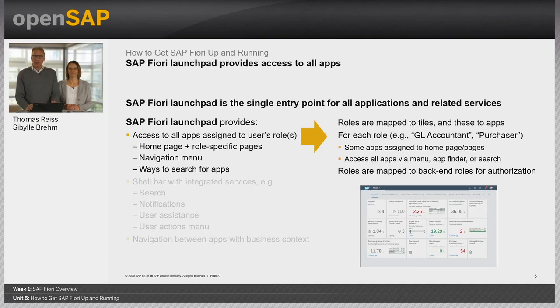The Launchpad supports Fiori's role-based approach, so that users only see apps that they are authorized to use according to the roles assigned to them. When roles are defined, they are mapped to the tiles, and these in turn are mapped to the actual applications. For each role, such as GL accountant or purchaser, SAP provides templates with some apps assigned to pages and the remaining ones available to the user via the menu, the App Finder, or via search. The roles are mapped to back-end roles for authorization.